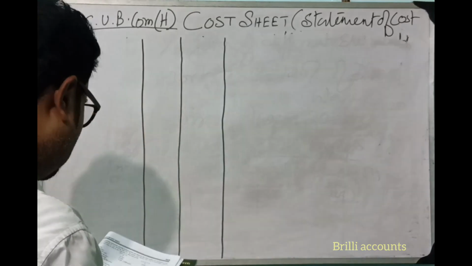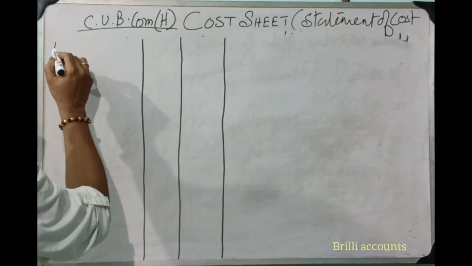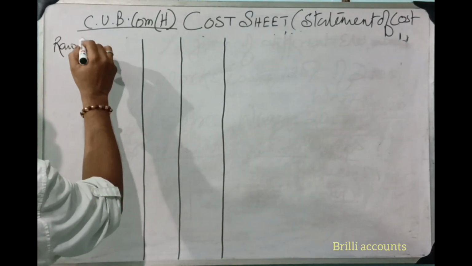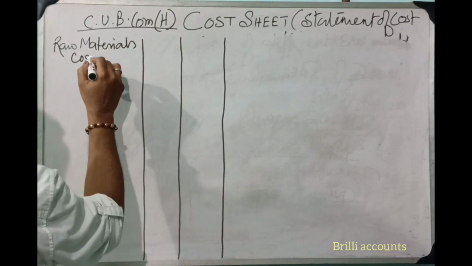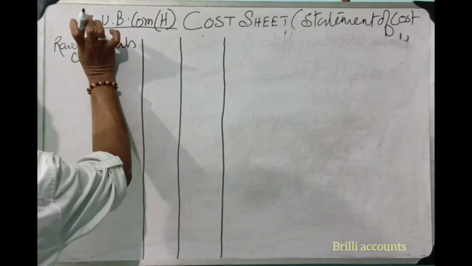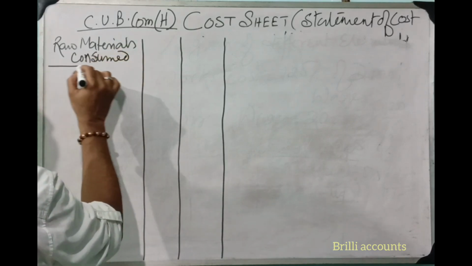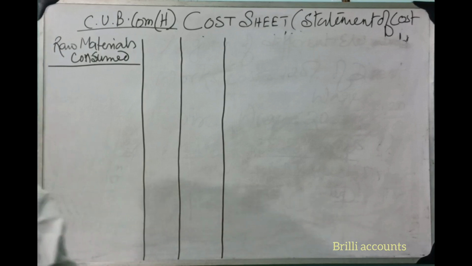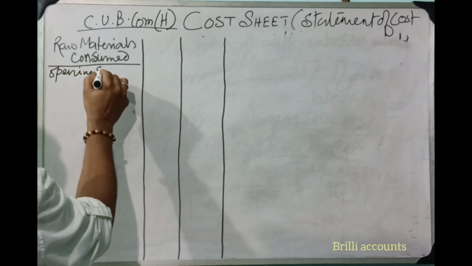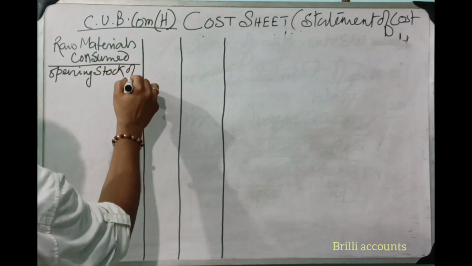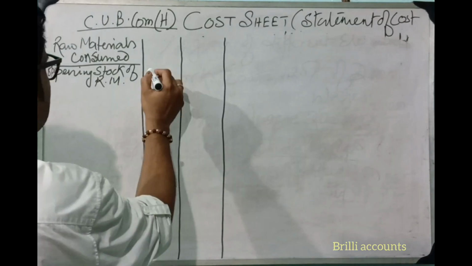Always remember, the sum starts with raw material consumed. Raw material consumed. Under that, the first element is opening stock of raw material, given in the sum. How much? 16,000.